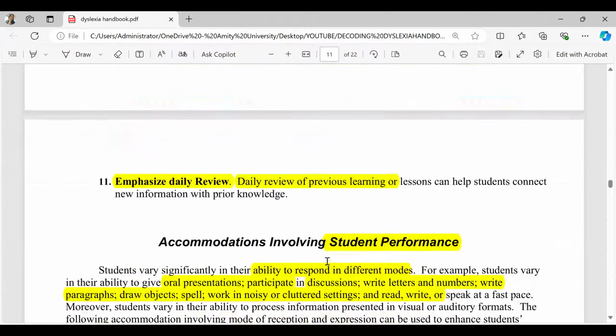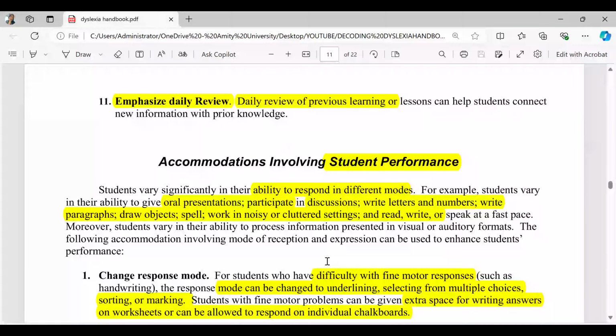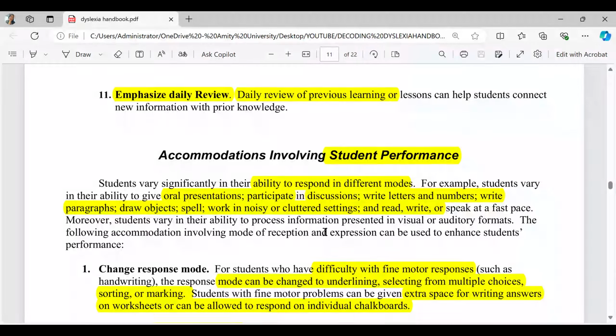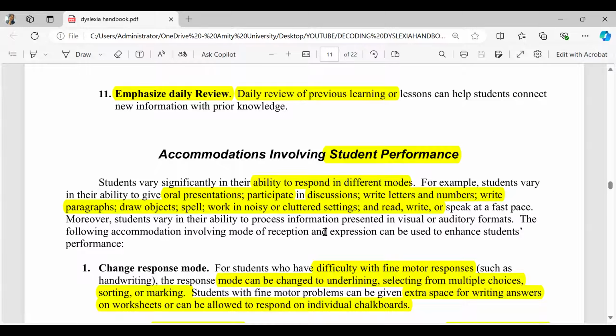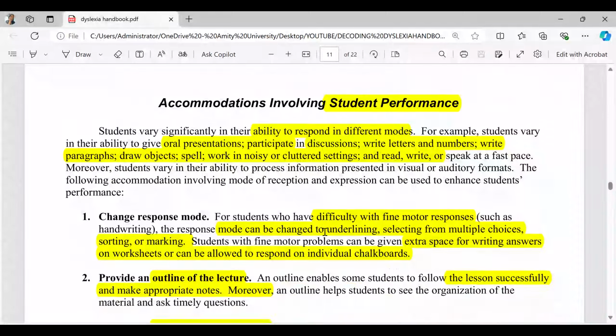So these are the names of the lakes which the child can learn by just remembering the mnemonic, that is HOMES. Then emphasizing on daily review of previous learning, what we learned in the previous class, what we understood in the previous lecture, previous session, and then introducing the new information. So connecting the content of the previous knowledge with the present knowledge.